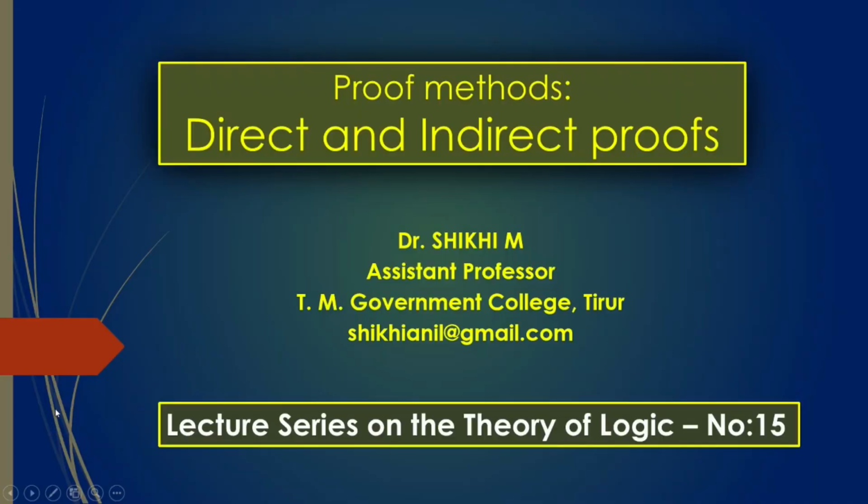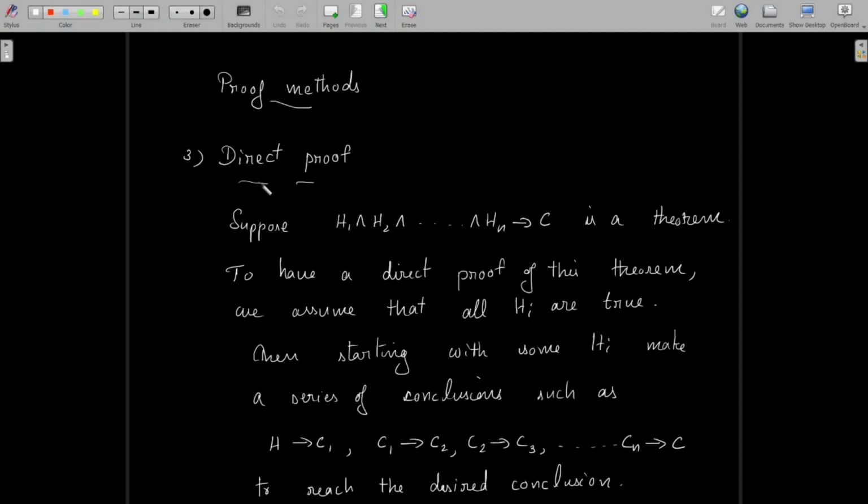In the last class, we studied about vacuous and trivial proofs. Today, we will study about some other proof methods which are direct and indirect proofs. Another proof method is direct proof.